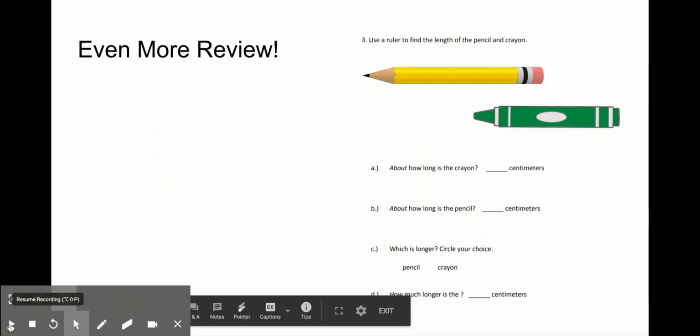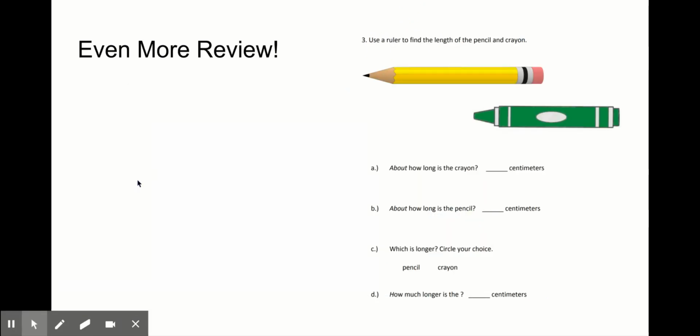Good work. Now it's time for even more review. We're going to start doing measurement on this page. The directions say use a ruler to find the length of the pencil and crayon, but we realize that some students might not have rulers at home. If you don't have a ruler at home, you can use other objects to measure. You could use a paper clip. You could use an eraser.